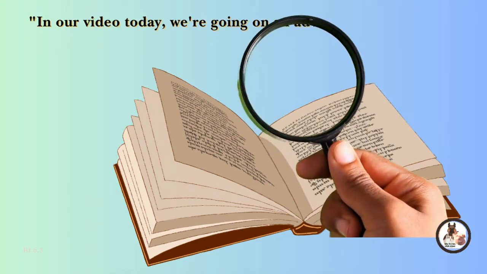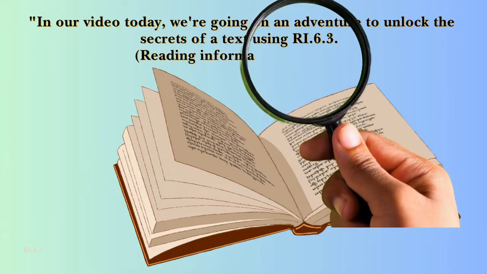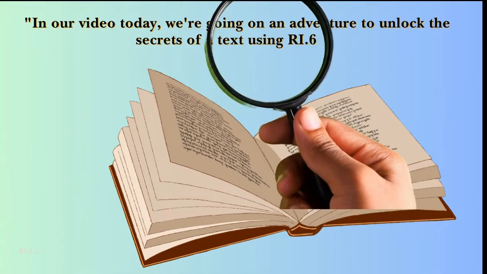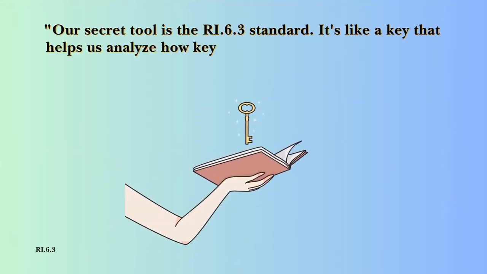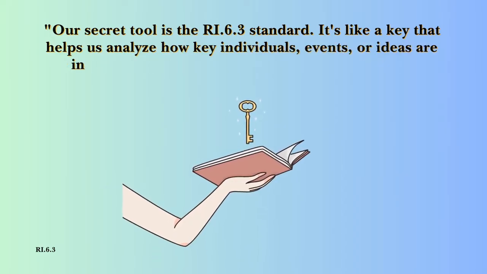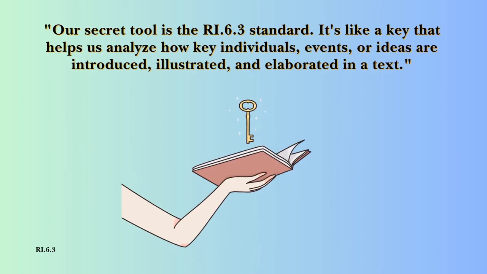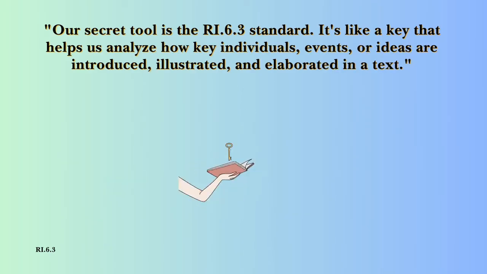In our video today, we're going on an adventure to unlock the secrets of a text using Reading Information 6.3. Our secret tool to the standard is a key that helps us analyze how individuals, events, or ideas are introduced, illustrated, and elaborated in a text.